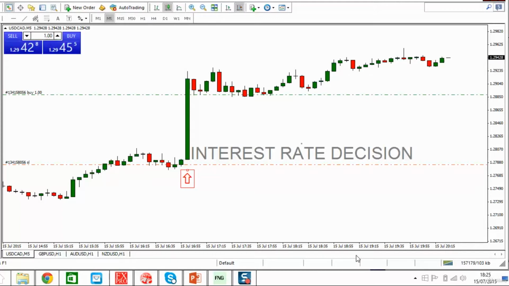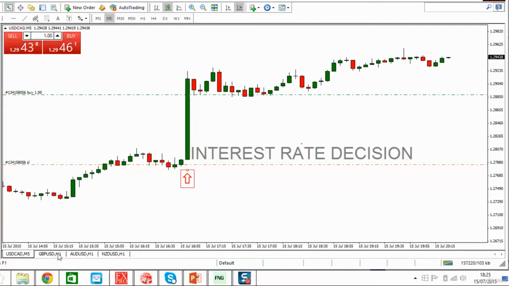So we're going to have a look at a few examples of some very large, very quick moves, all driven by economic news events. The first chart that we're looking at here is dollar CAD. It's the 15th of July 2015, and as you can see, we saw a very, very large move from here all the way up to where we currently are. And this was created by an interest rate decision. It caused the dollar CAD currency pair to move a couple of hundred pips in the space of a few hours.